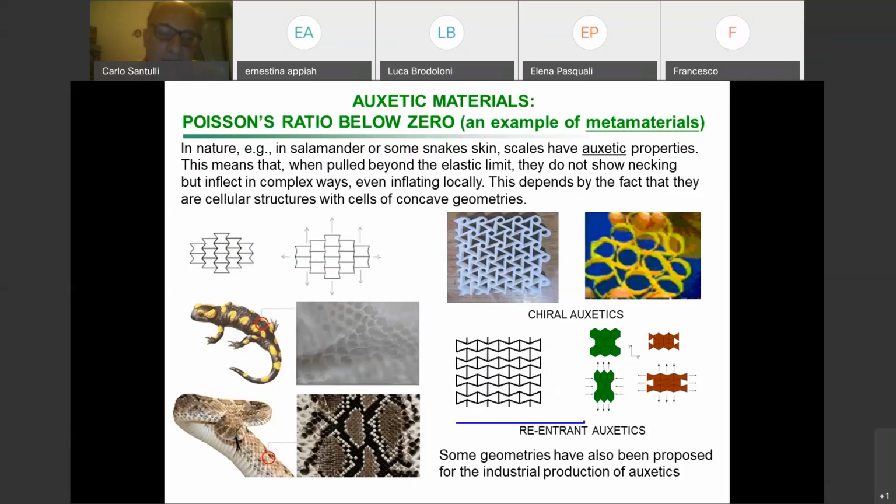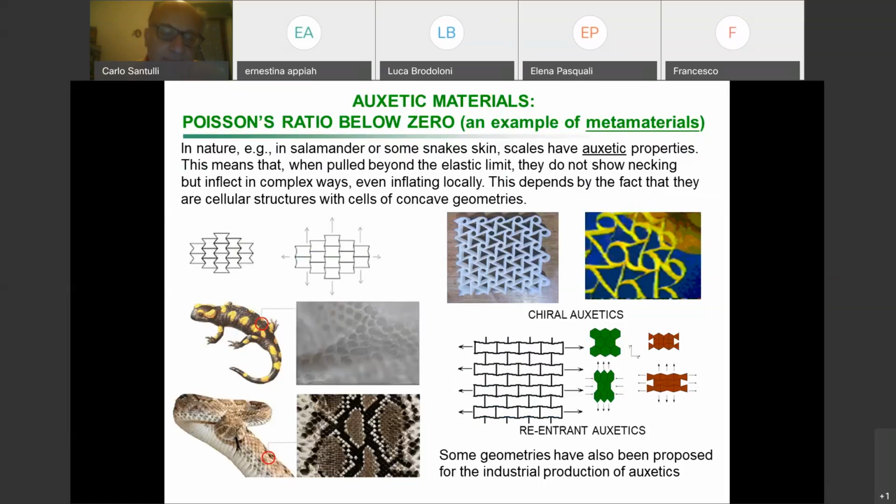Auxetic materials, when we pull them, tend to expand in different directions, giving an idea of inflation, of better sustaining or withstanding the load. And therefore, this is useful for salamanders and snakes, because in fact during their walking, when their skin is pulled, they tend to inflate and to better sustain the weight.